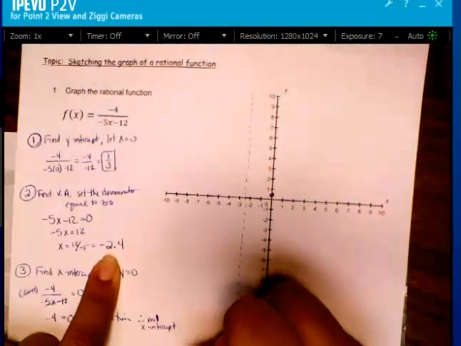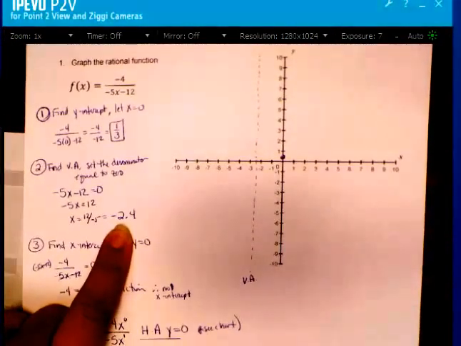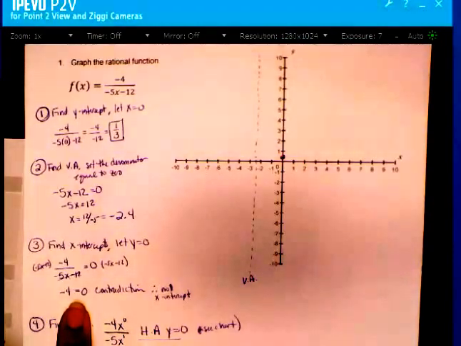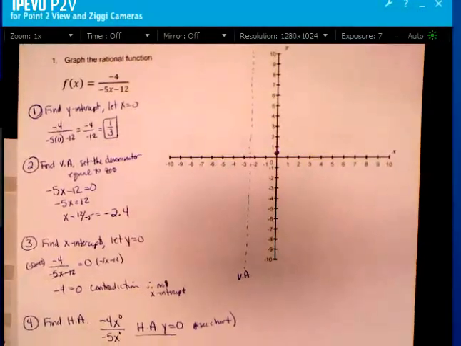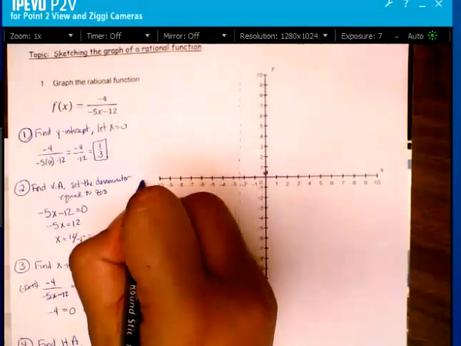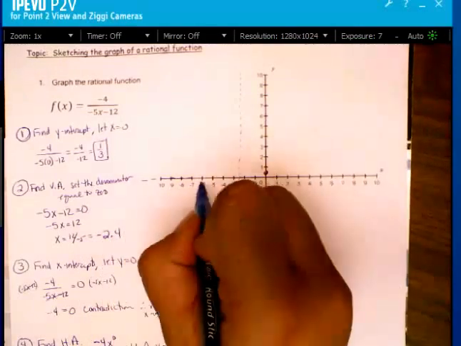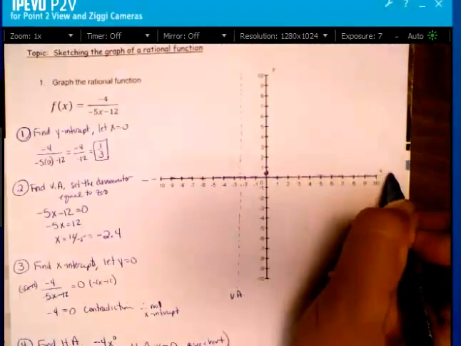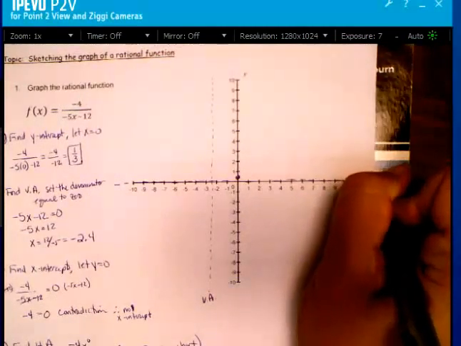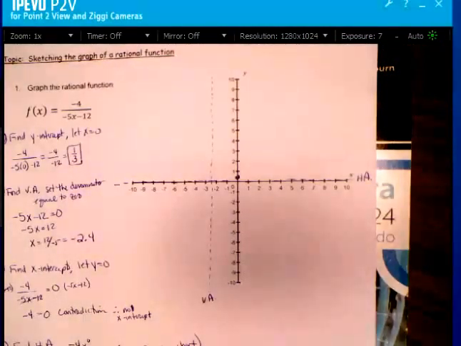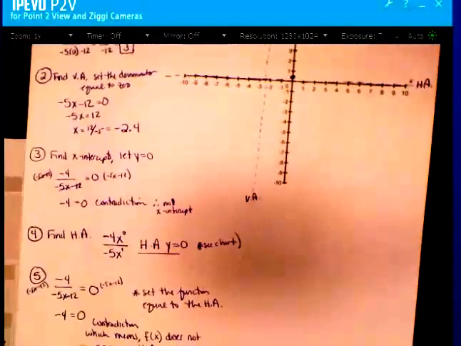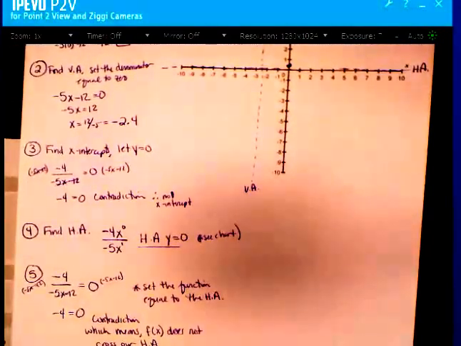Okay, so this is our vertical asymptote. Next, we found that we did not have any x-intercepts, so we don't need to plot any points there. We have a horizontal asymptote at y equals 0, so I'm going to go ahead and plot that. I'm going to put an HA over here. It's a horizontal asymptote. And then we know from step number 5 that we did not cross our horizontal asymptote.